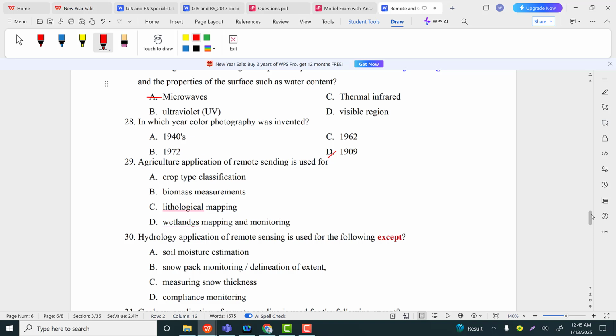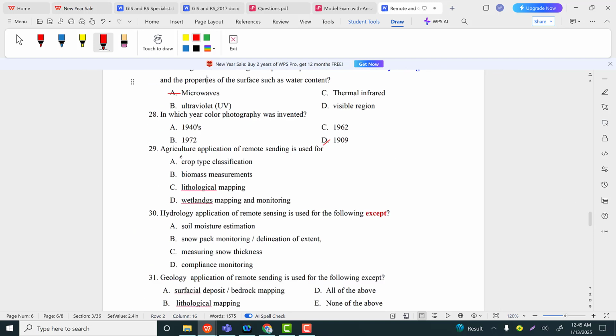So the answer for question number 29 is crop type classification, because crop type classification is directly related to agricultural application. Biomass is beyond agriculture. Lithology is related to rock structure. Wetland is related to wetland areas. So the answer is simply A. This is the answer.